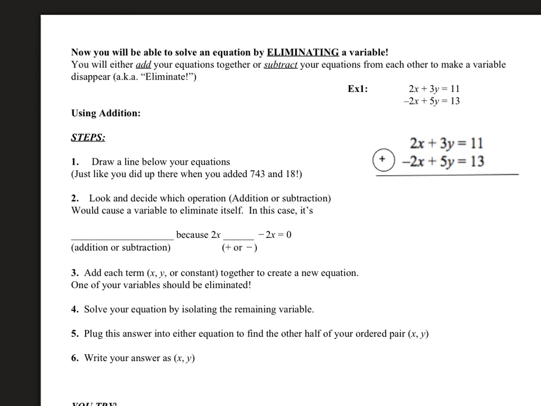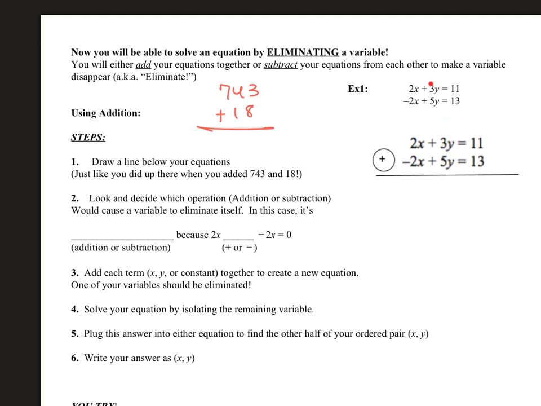If you remember, that is very similar to when we added the 743 plus 18. When I say draw a line below your equations, I'm talking about that line that we drew, and that's what this line represents. So we're going to draw a line below our equations. Then we're going to look and decide which operation, and our choices are either addition or subtraction, would cause a variable to eliminate itself.